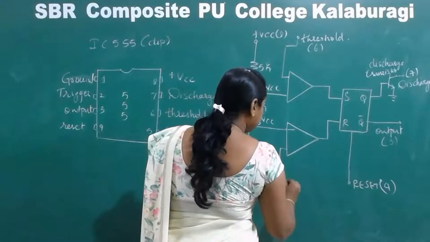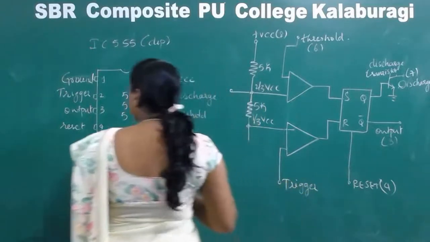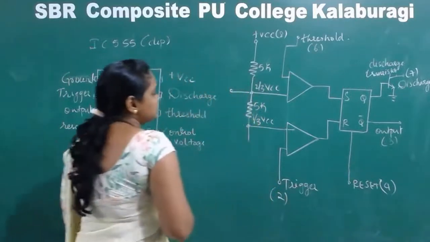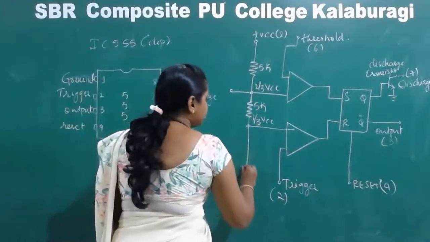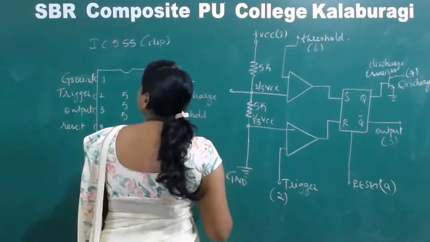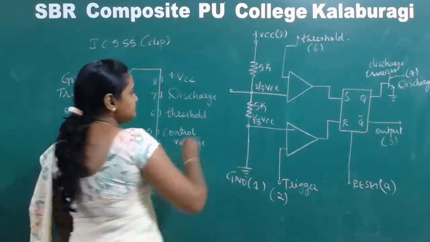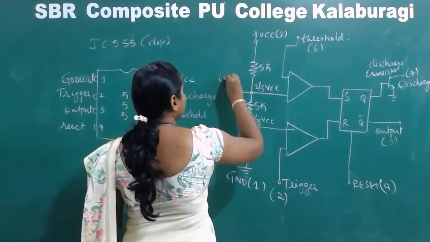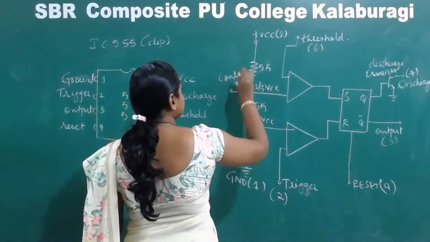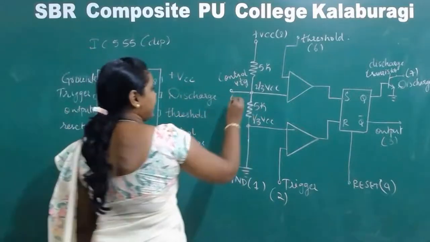And here it is trigger. And what is the pin number of trigger? Trigger is pin number 2. Right? This is connected to ground, and ground is pin number 1. This is control voltage, pin number 5.